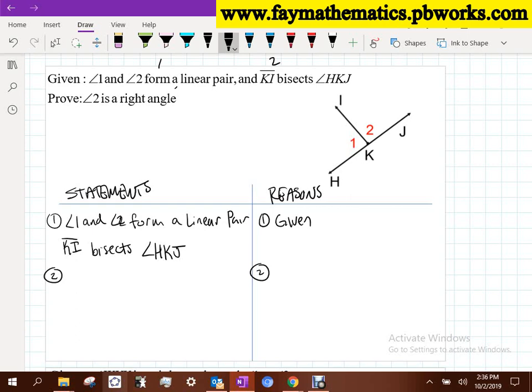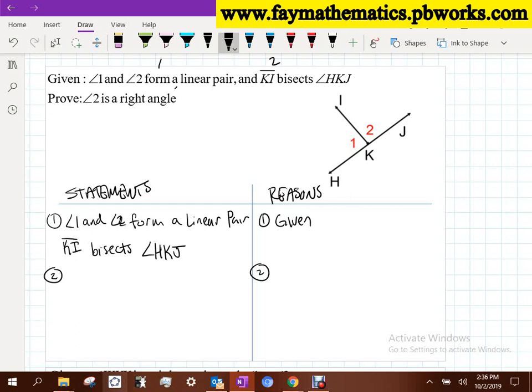So if I look at this, it says angle 1 and angle 2 form a linear pair. What does it mean when they're a linear pair? Okay, they form a straight line. And how many degrees is that going to give me then? 180 degrees. So we know 1 and 2 are going to add together to give us 180 degrees, right?